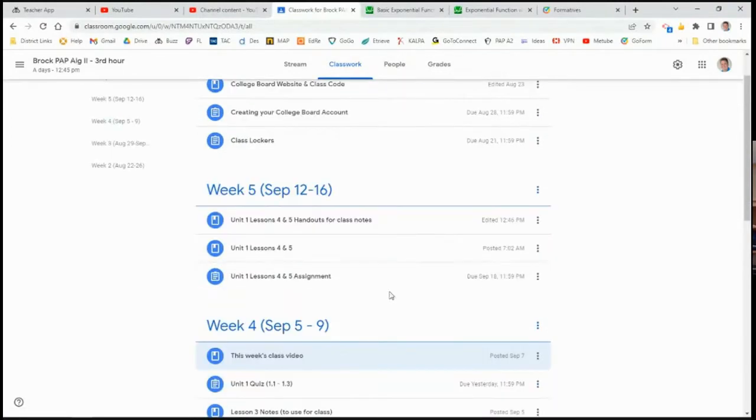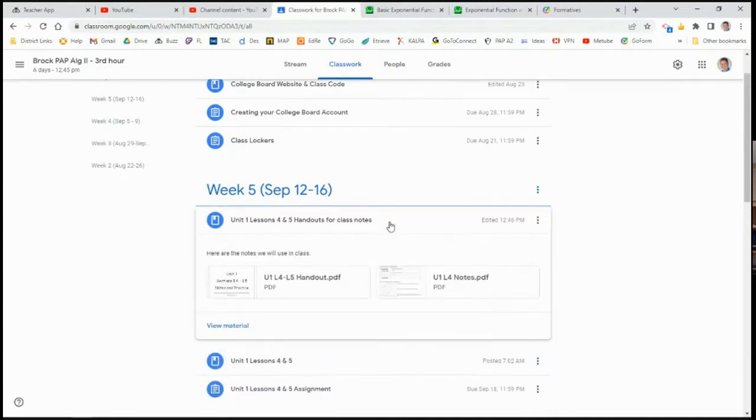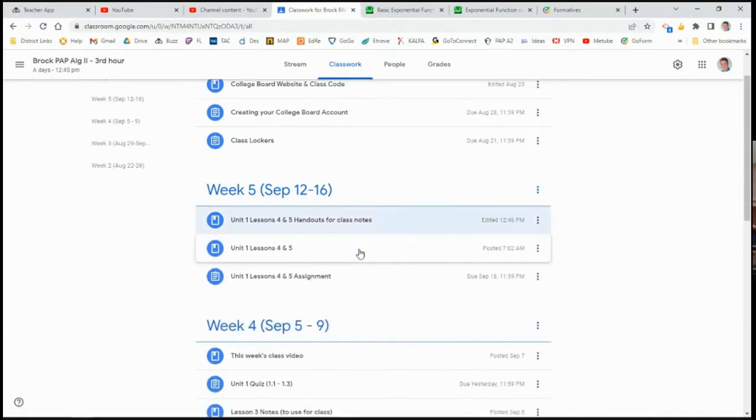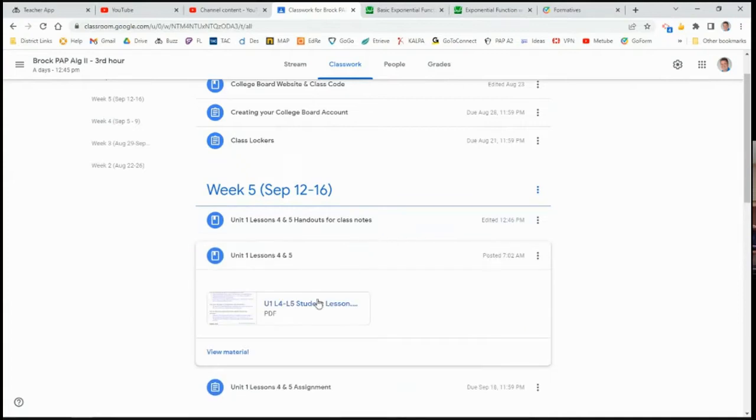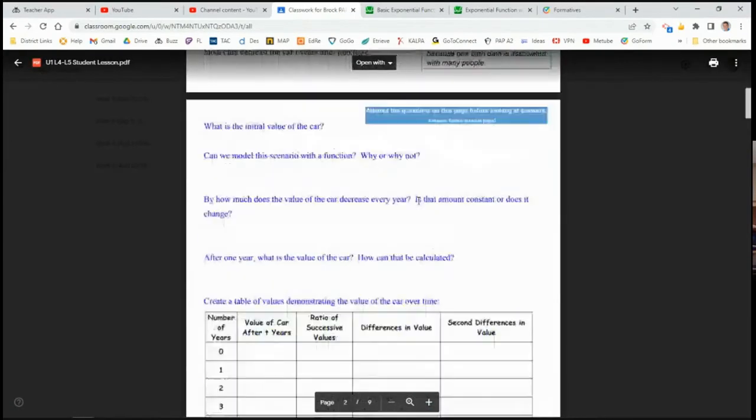But what we have in here is the handouts for class notes. There's 2 different ones that I'm using that I'll be doing here in class. So there's notes that you can print out and do with me, or you can just do it on paper. But I encourage you to take notes in this class. Here's the lessons. I've combined them into one document for lessons 4 and 5. So we're in unit 1, lesson 4 and 5. When you click on that, here's all this information.